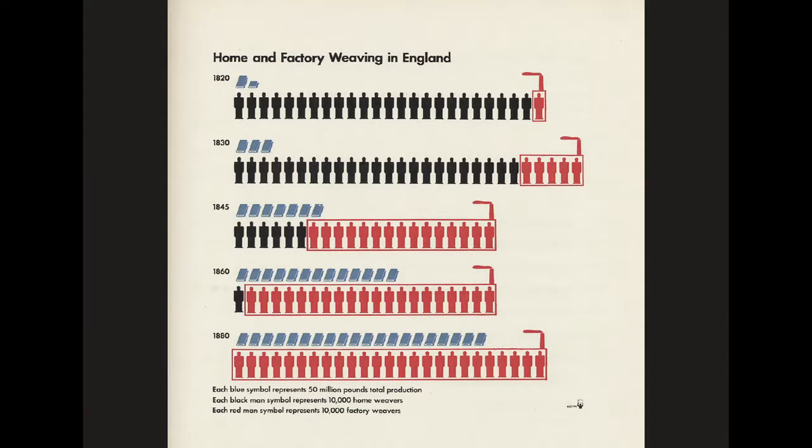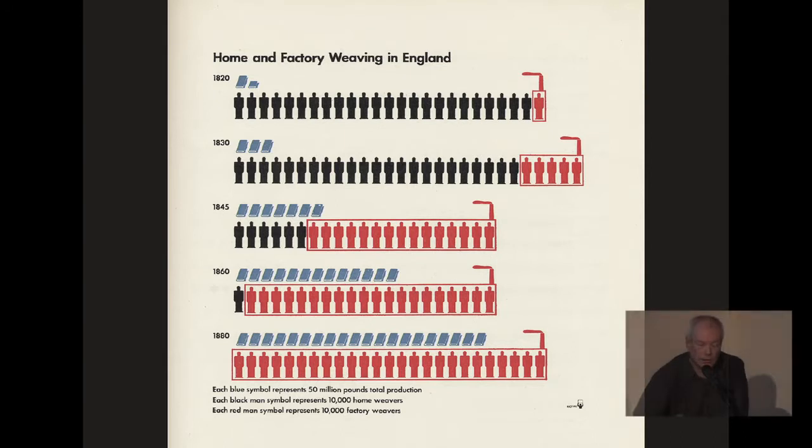Otto Neurath was the developer of pictorial statistics, later called isotype. Here is a typical example of isotype, which effectively shows how the output of cloth in the textile manufacturing industry in England increased in direct correlation with how many workers were working in a factory system. It's a very elegant example. It's a story of the Industrial Revolution, basically.